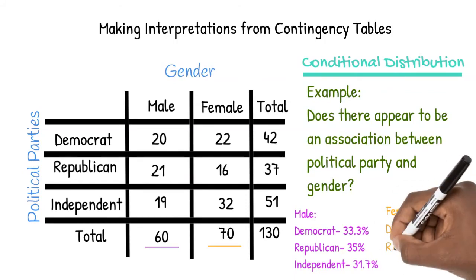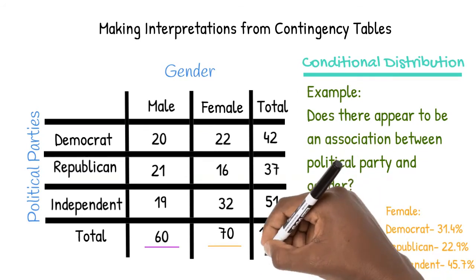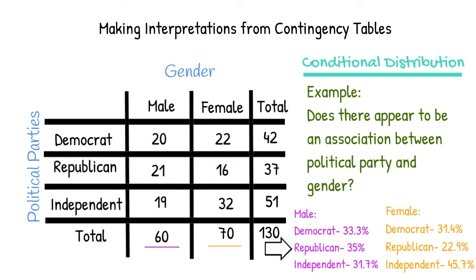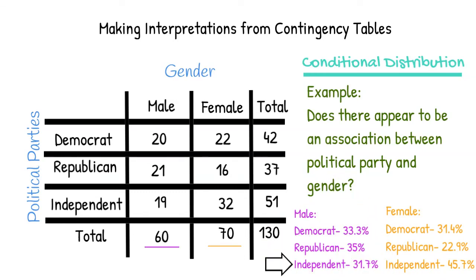31.4%, 22.9%, and 45.7%. Notice that 35% of males are Republican, while 22.9% of females are Republican. The percentages are very different. 31.7% of males are independent, while 45.7% of females are independent. These percentages are even more different.